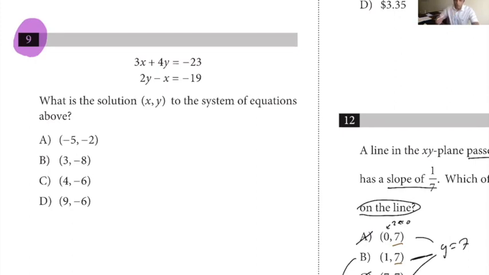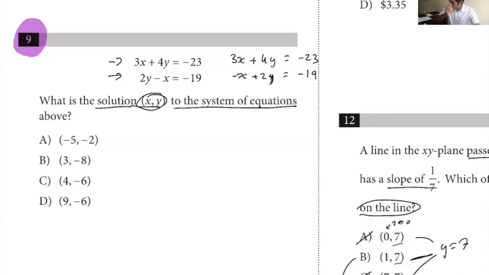Okay, so in this one, hopefully you paused and you looked at the equations. Let's read the question together. We have two equations. We will notice that here the x and the y are flipped. So let's just fix that for ourselves. 3x plus 4y equals negative 23. And then negative x plus 2y equals negative 19. All right, and then they're asking us, what is the solution (x, y)? So they want (x, y) to the system of equations above.